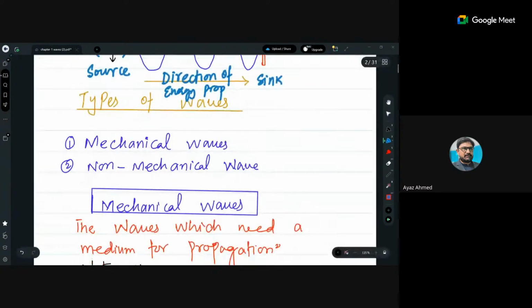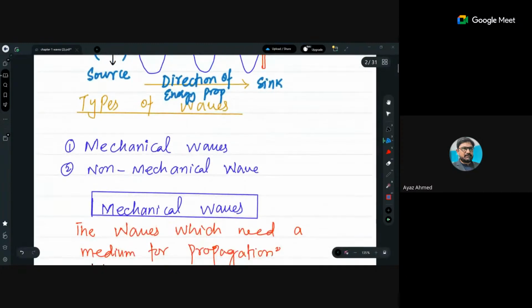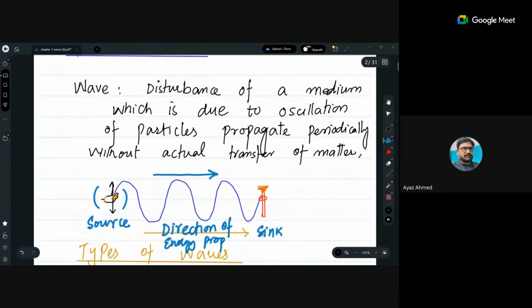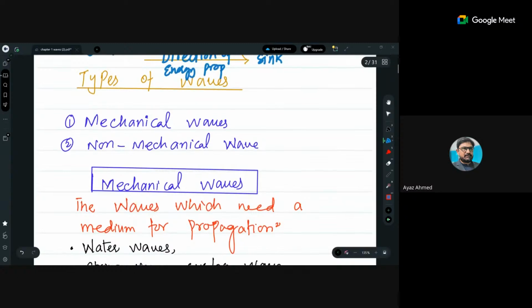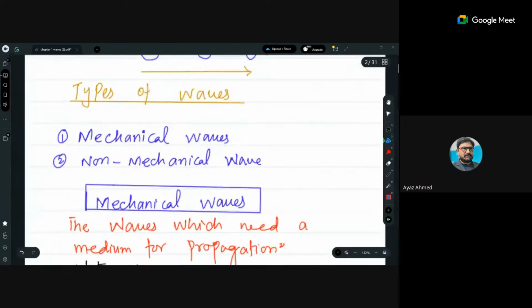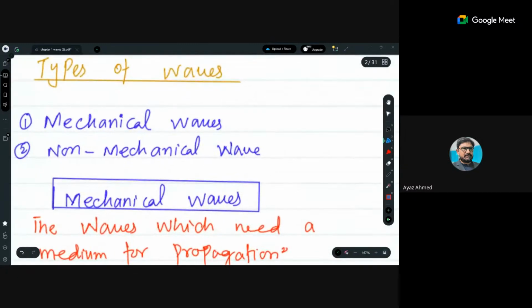The main thing you have to consider is that energy transferred without the transfer of matter from one point to another is called wave motion. So there are two main types of waves: mechanical waves and non-mechanical waves.